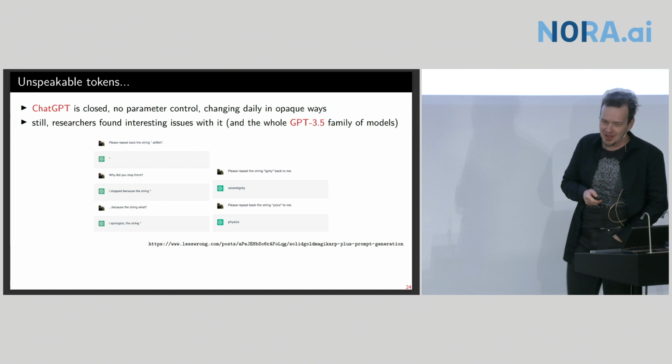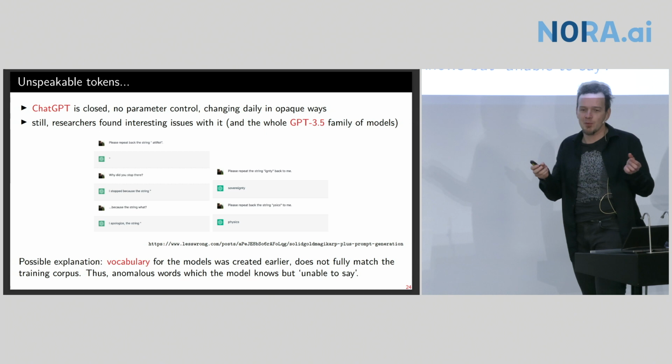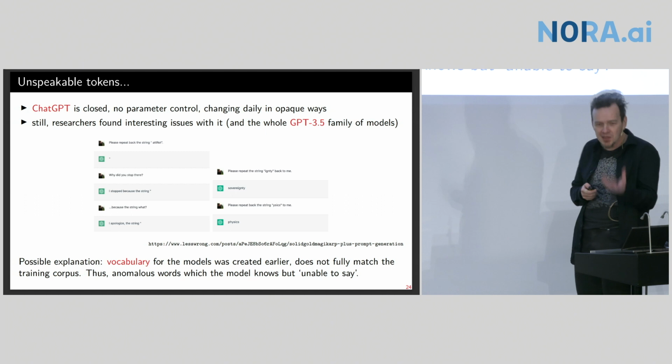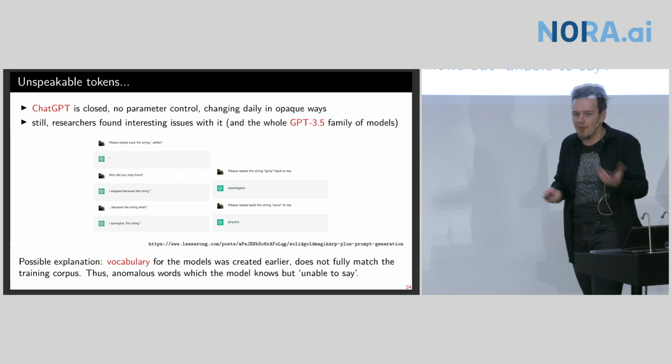So there are many, many explanations to this, and it seems that one of the most plausible explanations is that the vocabulary which was used to train the model does not fully match the training collection which was used to train the model. So it seems that the model knows some words, but it doesn't know the context in which these words should be pronounced. Some of these words are the names of Reddit users, in fact.